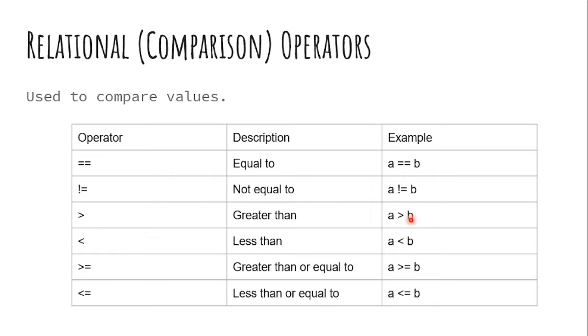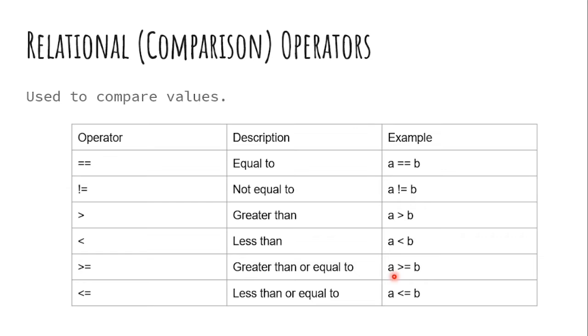If b is 6 and a is 3, then it returns false because a is not greater, because we are checking a. And the same in the less than operator: if b is greater, then it returns true. For example, if b is 6 and a is 7, then it returns false because b is not greater than a. If b is 6 and a is 3, it returns true.